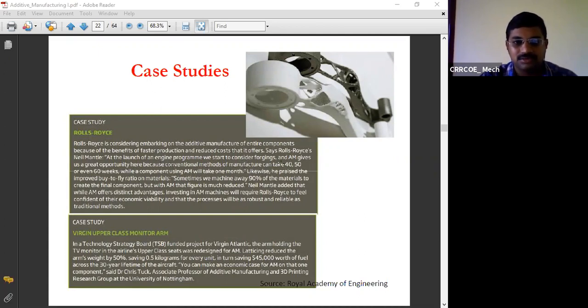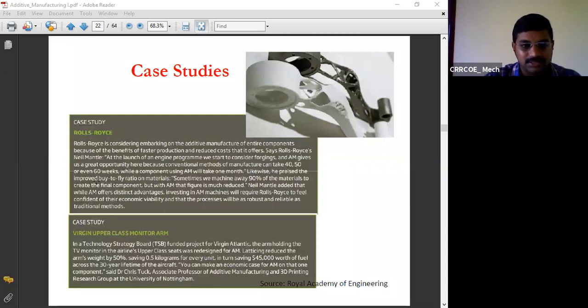So they are going to give what benefit they have got from this particular technique. See, conventional methods of manufacturing can take 40, 50, even 60 weeks, while a component using AM takes 1 month. So when traditional manufacturing methods or machines are used, they will take approximately 10 or 12 months, more than 1 year. The entire component production will be completed in 1 month using additive manufacturing. See how advantageous it is.